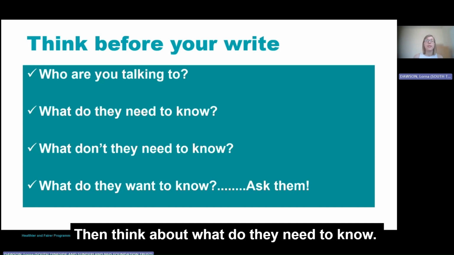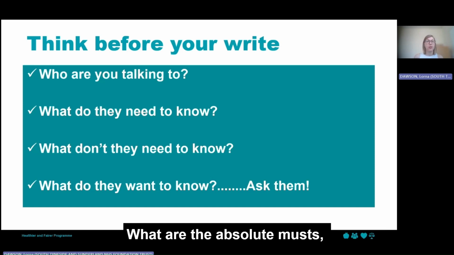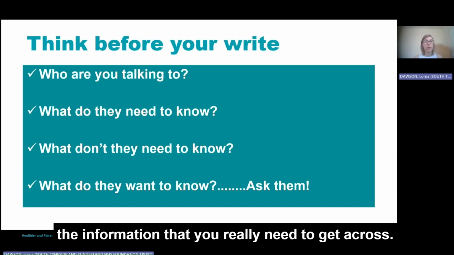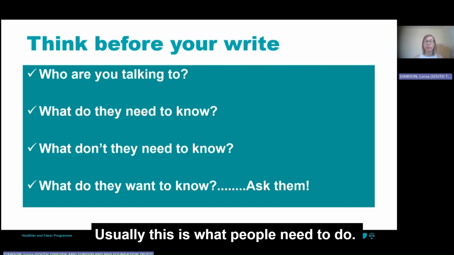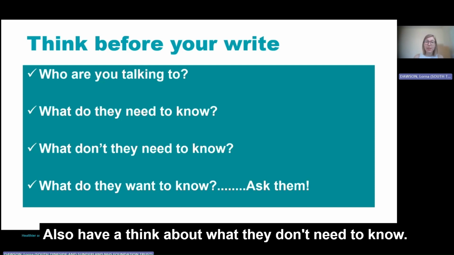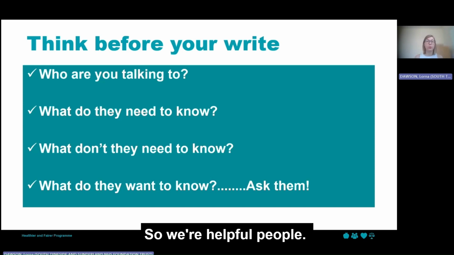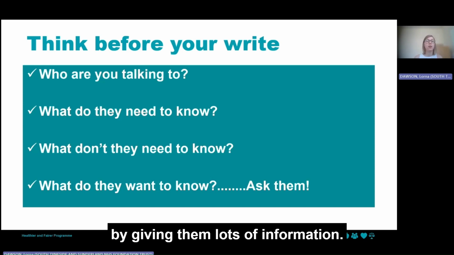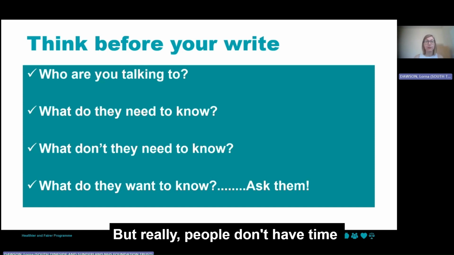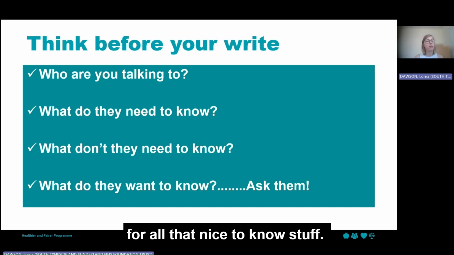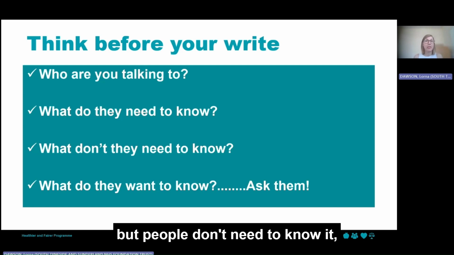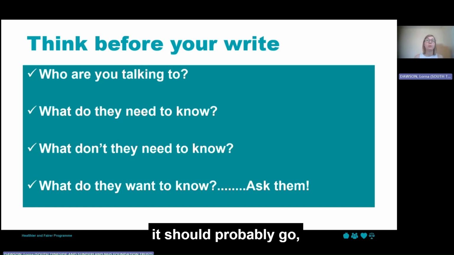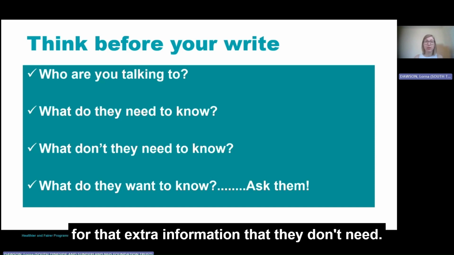Then think about what they need to know. What are the absolute musts, the information that you really need to get across? Usually this is what people need to do. Also have a think about what they don't need to know. We're helpful people. We want to help people out by giving them lots of information. But people don't have time for all that nice to know stuff. If it's nice to know, but people don't need to know it, it should probably go, because people just don't have the time and the headspace for that extra information.